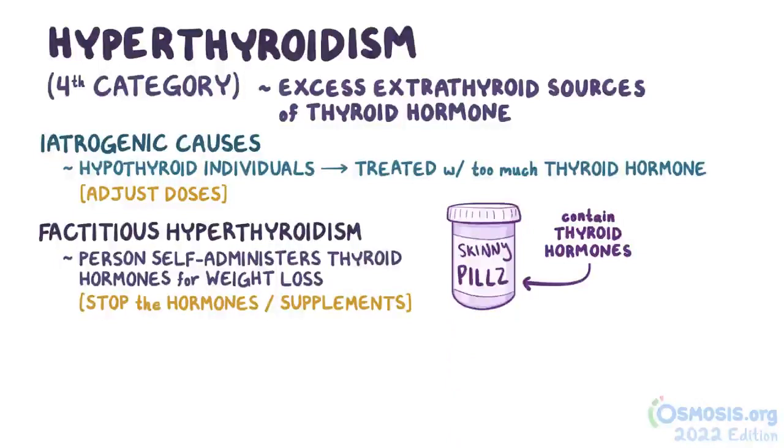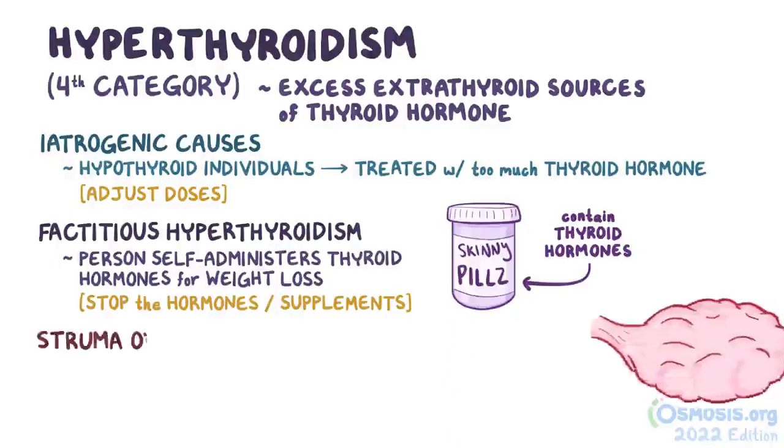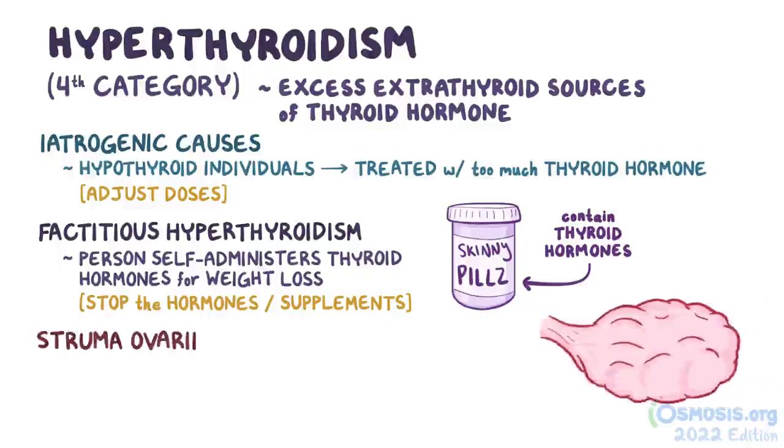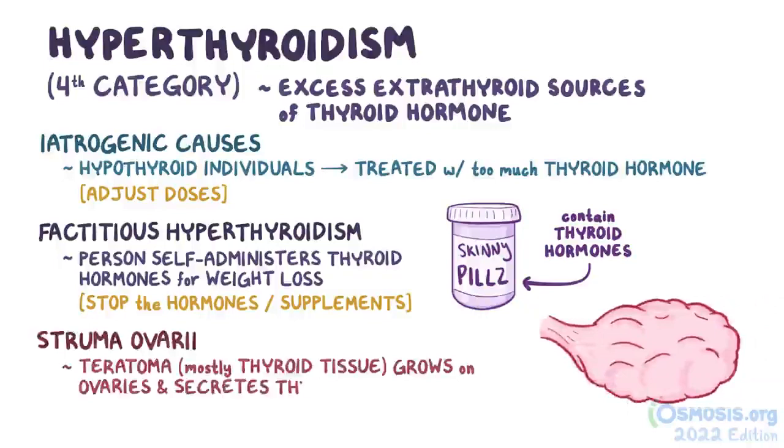Finally, and here's one for your hangman games, there's struma ovarii. Struma ovarii is a teratoma made up of mostly thyroid tissue that grows on the ovaries and secretes thyroid hormones. Yikes.